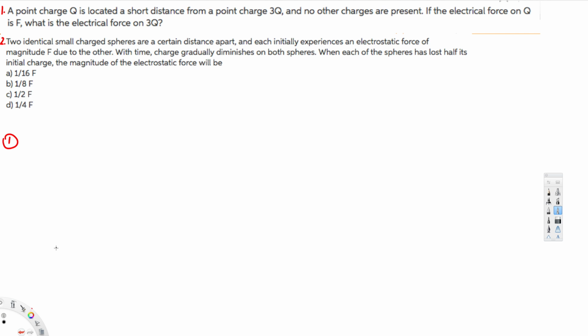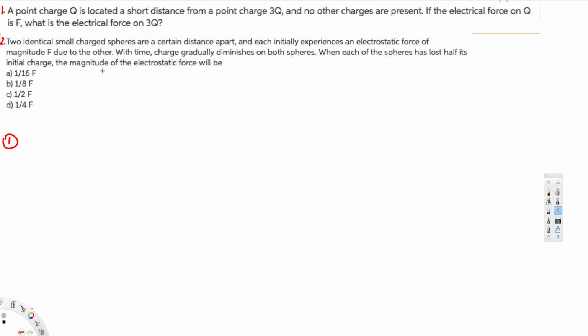What's going on, guys? Let's do this problem right here. The first question is asking: a point charge q is located a short distance from a point charge 3q and no other charges are present. If the electrical force on q is F, what is the electrical force on 3q?